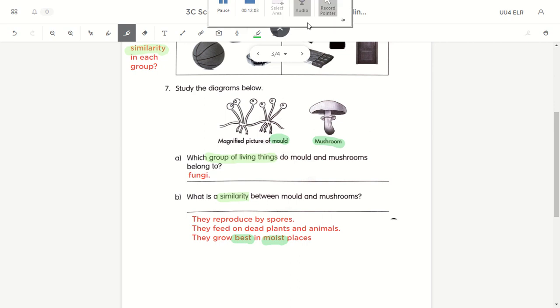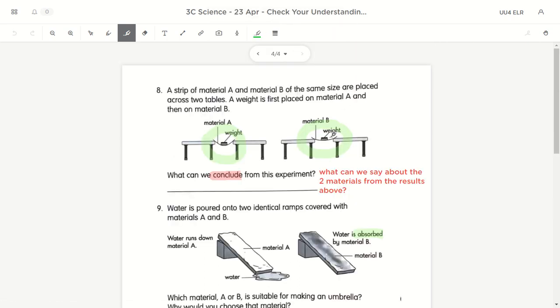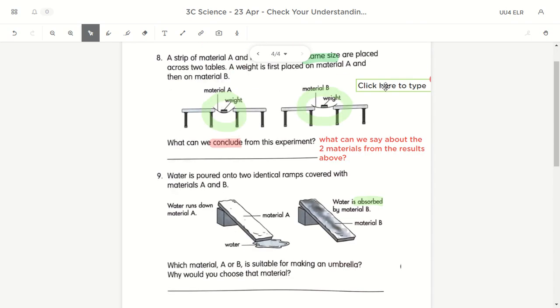Okay, the last page. A lot of you have problems with question 8. That's why I want to go through this. I have two strips of material, A and B. A and B are strips of material hanging between two tables. They are of the same size and they are placed across two tables. I put one weight on it and then I put another weight on it. The weight is the same. So the key question here is, is this experiment about strength or flexibility?